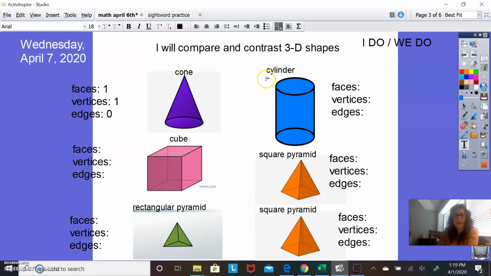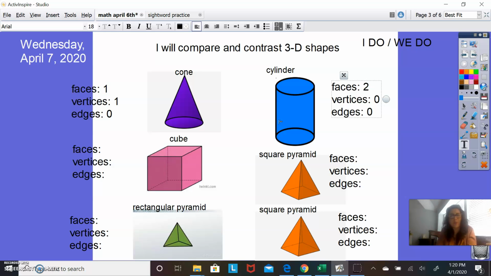Now let's take a look at the cylinder right here. So again, we're going to look at the faces. How many flat surfaces do we see on the cylinder? Let's count. 1, 2. So we'll plug in 2 here. Do we have any corners on our cylinder? I don't see any, do you? 0. And then for our edges, do we see any edges on this cylinder? I would say no.